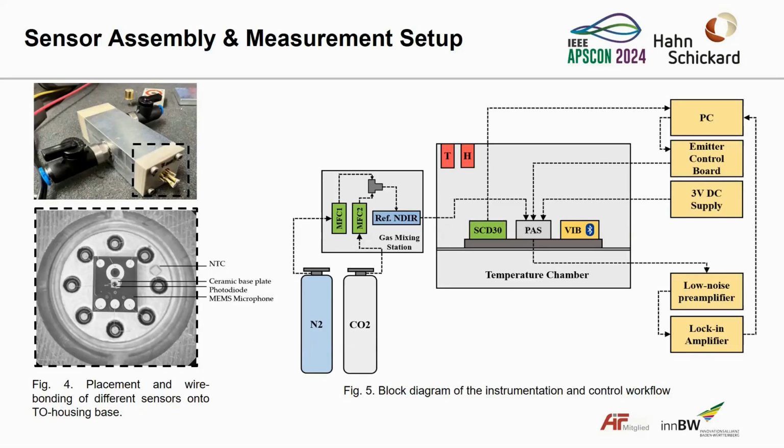What you see is nitrogen and carbon dioxide gas sources that are mixed using mass flow controllers, which are fed into a reference NDIR, which gives you an idea of the gas concentration, and which is directly fed to the photoacoustic sensor, in our case the indirect photoacoustic sensor, which is inside a temperature chamber, which contains temperature and humidity sensors.